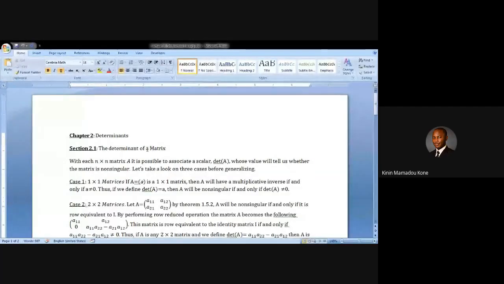So determinant. That's the next topic that we're going to be discussing. The determinant of a matrix. With each n by n matrix A, it is possible to associate a scalar, and that scalar is called the determinant, whose value will tell us whether the matrix is non-singular. So the determinant is a value that has a function, and that function allows us to know whether or not a matrix is non-singular. So let's observe different cases before we generalize.